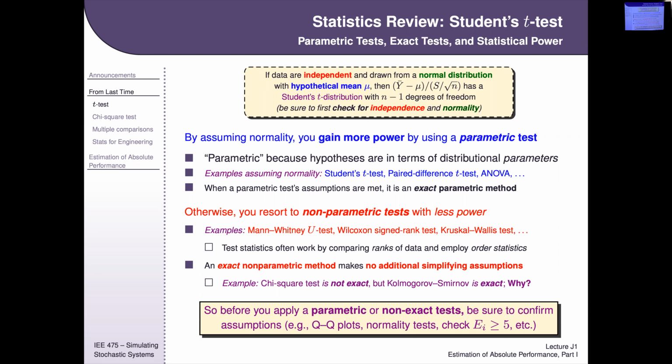A program like JMP is not going to check to see if you're allowed to use a paired t-test. It's just going to run it. It's up to you to see, do my data meet the assumptions of a t-test? And if they don't, and you have no other way to deal with it, then you have to go down and use this other test.